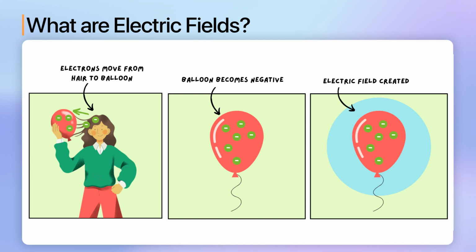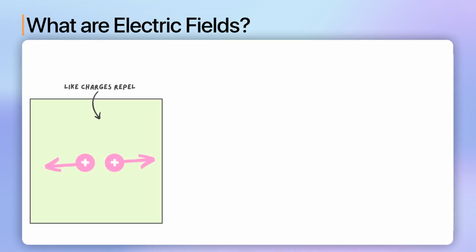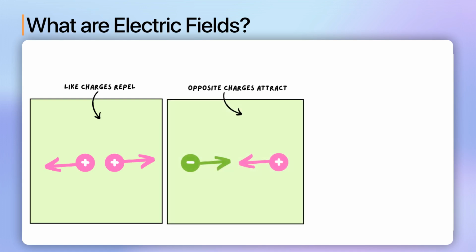However, instead of pulling objects, an electric field exerts a force on charged objects placed within it. This force can either be attractive or repulsive, depending on the sign of the charges involved. For example, two positively charged objects will repel each other because like charges repel. Conversely, a positively charged object and a negatively charged object will attract each other because opposite charges attract.